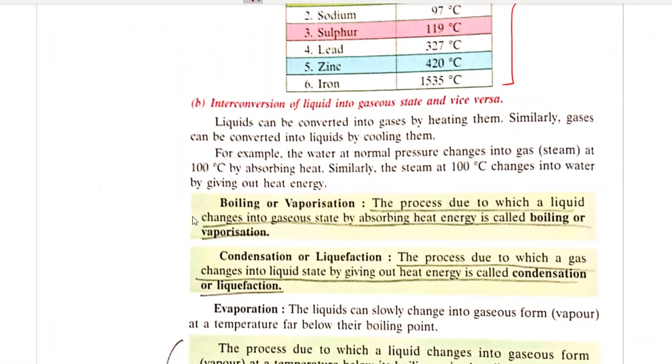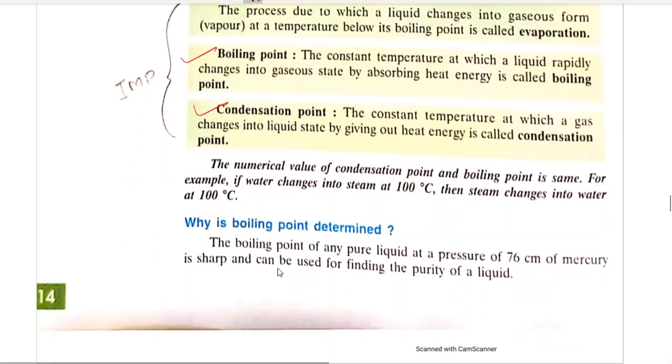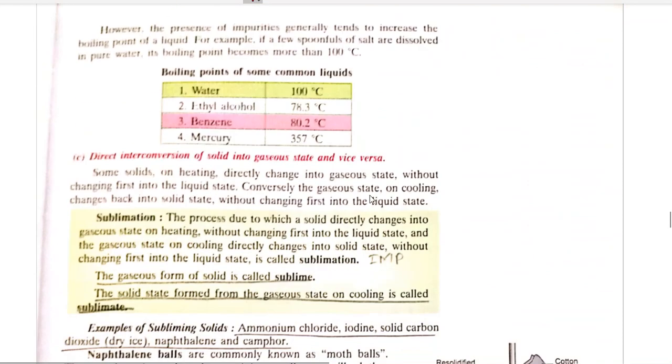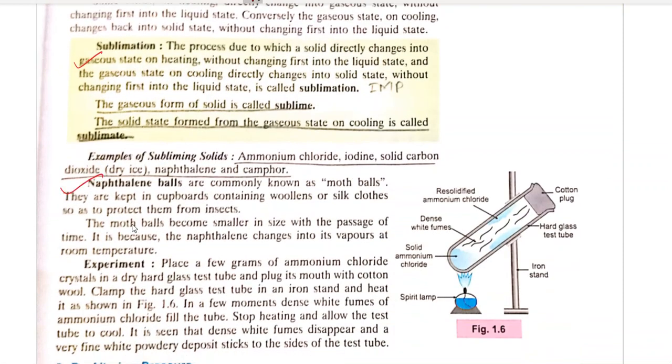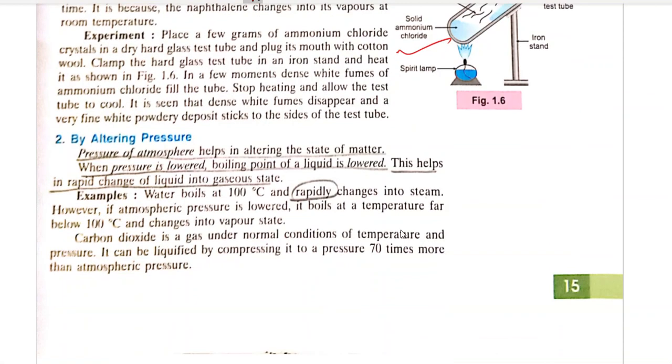Okay, then boiling or vaporization, condensation or liquefaction, we have studied this. Evaporation, we have studied in so much detail. Boiling point, condensation point, how boiling point is determined. Okay, so the same information they have given here regarding the boiling point also. Then sublimation, we have studied naphthalene balls, then ammonium fluoride experiment. Everything we have studied in physics chapter 1 very nicely and in detail. By altering pressure, what happens to the boiling point, that also we have studied.